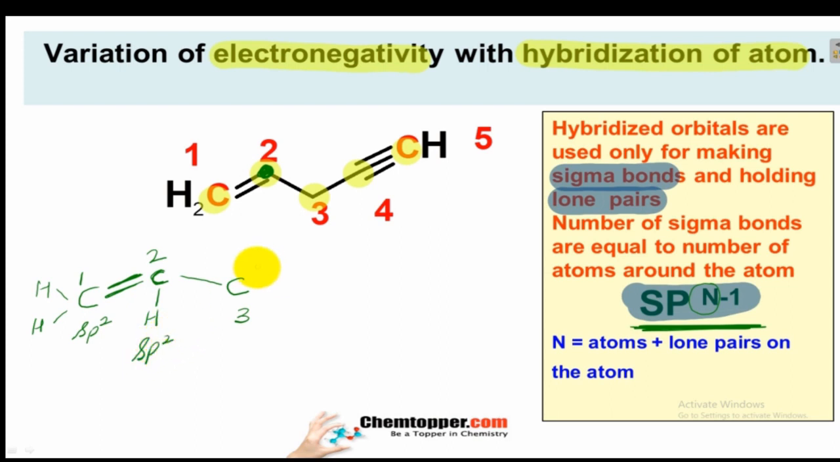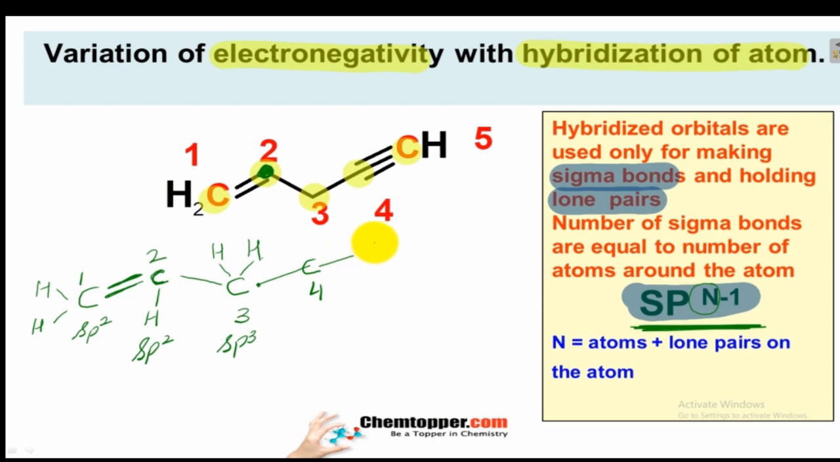Okay, now carbon number 3. It has 2 sigma bonds with 2 hydrogens, 1 sigma bond with carbon number 2 and 1 sigma bond with carbon number 4. So in total there are 4 sigma bonds. It means 4 hybridized orbitals are needed. So it is sp3 hybridized.